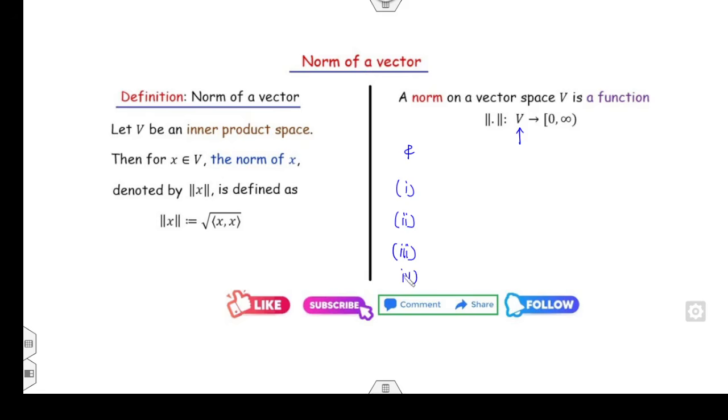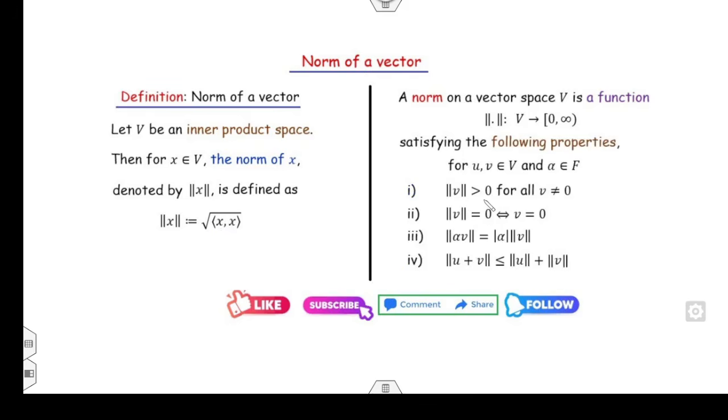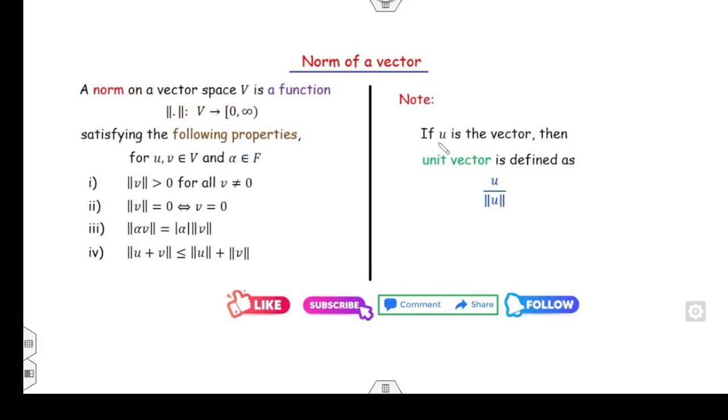And those four properties are totally related to the inner product. The first one is that the norm must be positive for all non-zero vectors. The norm will be 0 if and only if the vector is itself 0. Then the scalar property, and the last property is called the triangle property. If any one of these four properties is not satisfied, then we call it not a norm. Once you can define the norm, I can say if u is any vector, then we can define the unit vector as u divided by the norm of the vector.